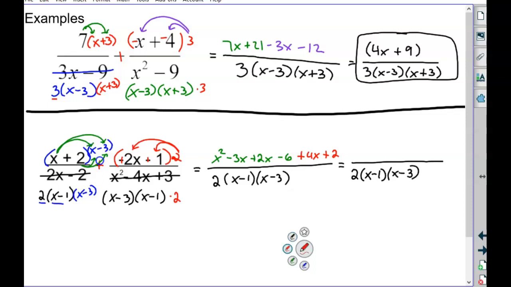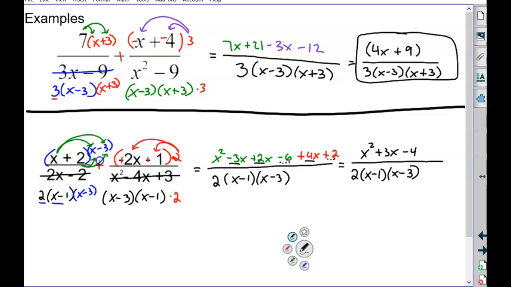And then let's just look for our like terms. So I don't have any other x squared, so I just have this 1x squared. So I've got a lot of x terms. So my x terms, if I take negative 3x plus 2x, that's going to give me negative 1. Negative 1 plus 4 is a positive 3x. Then I've got a minus 6 and a plus 2. Whoa. Notice how our answer now is a trinomial?